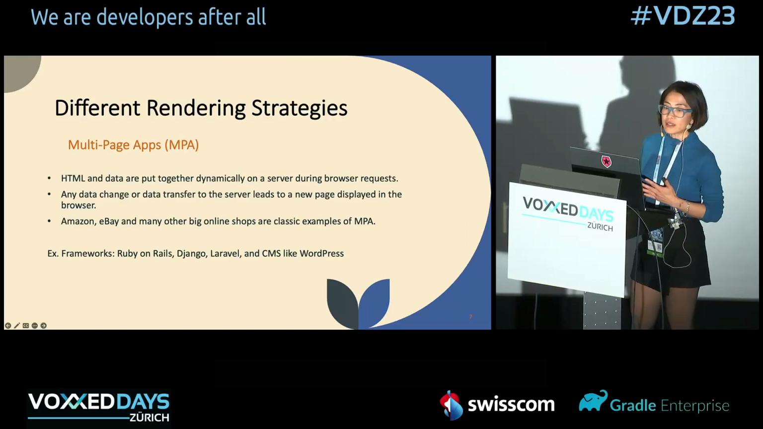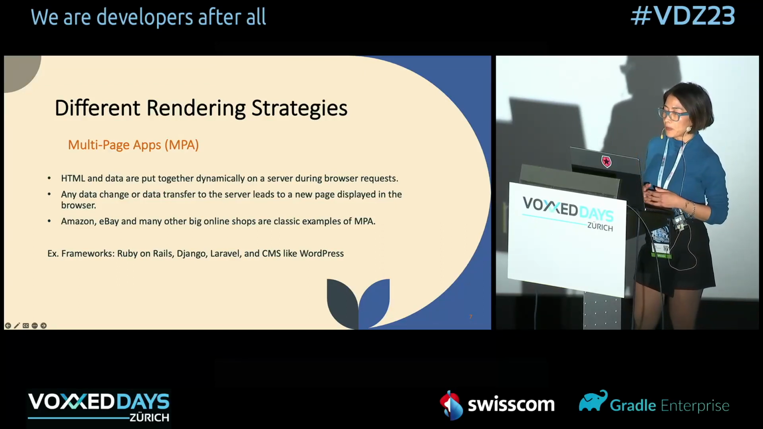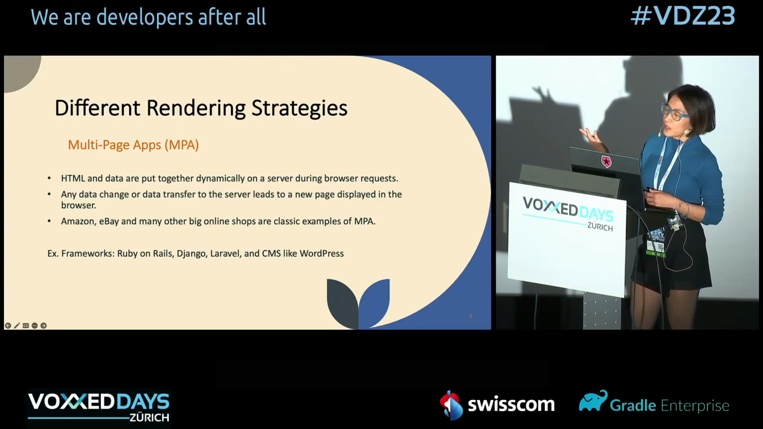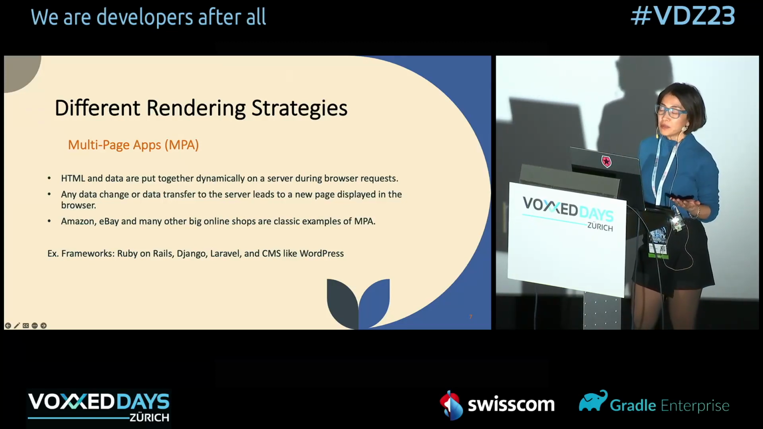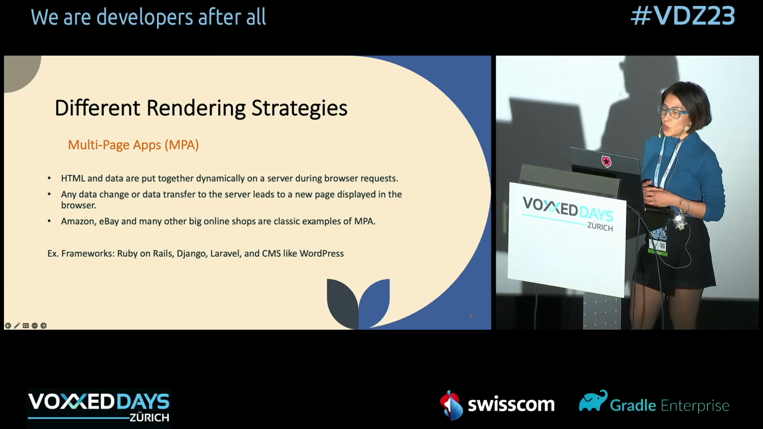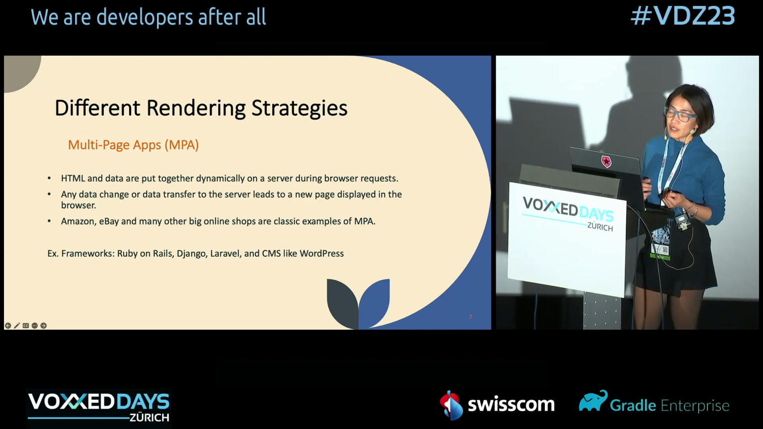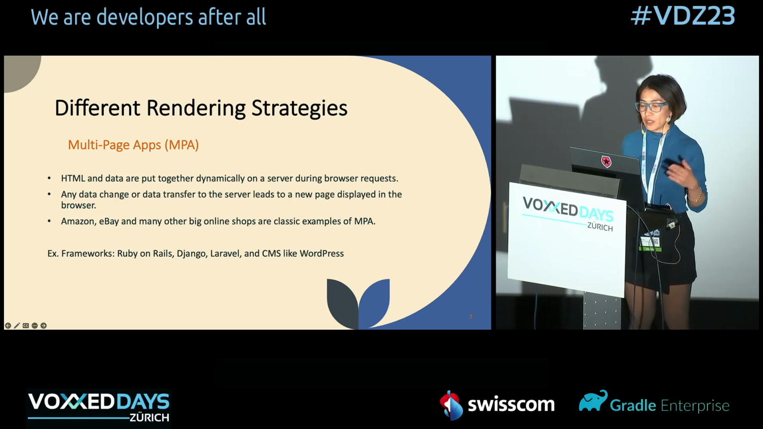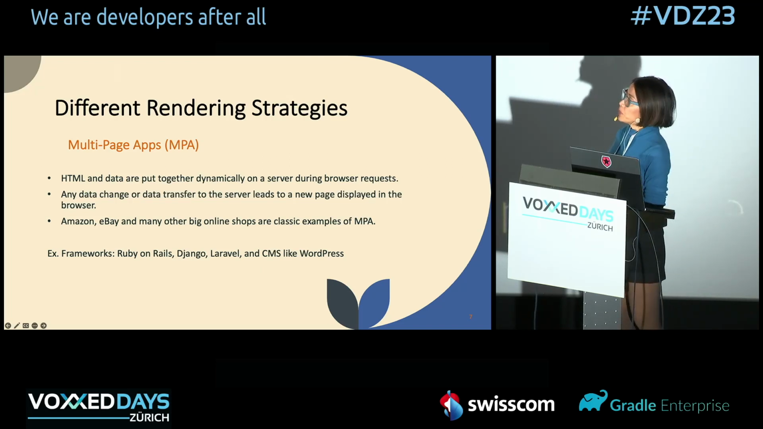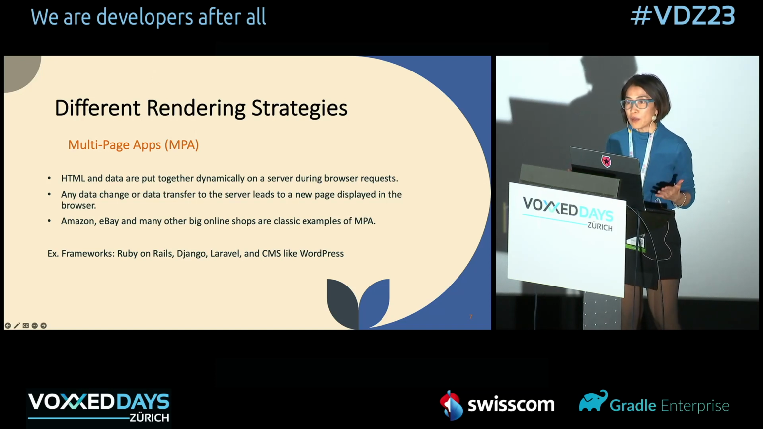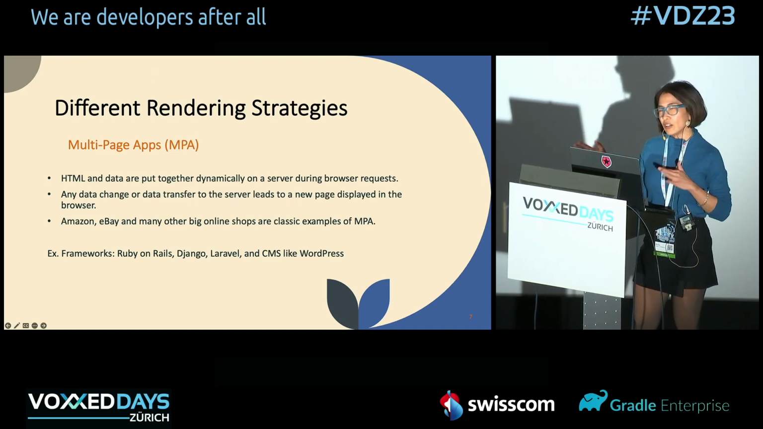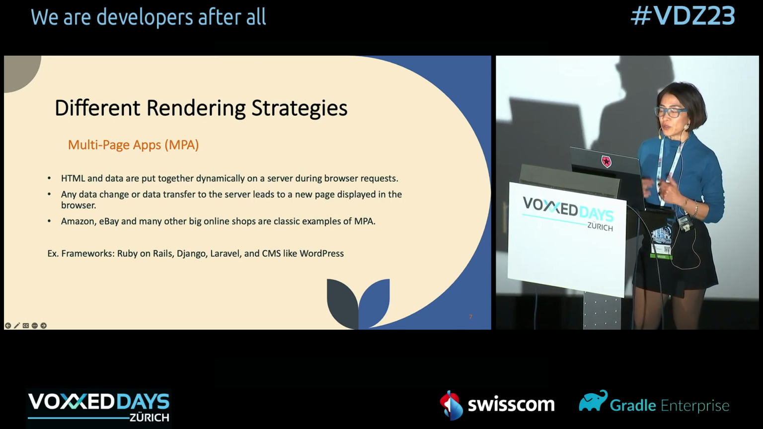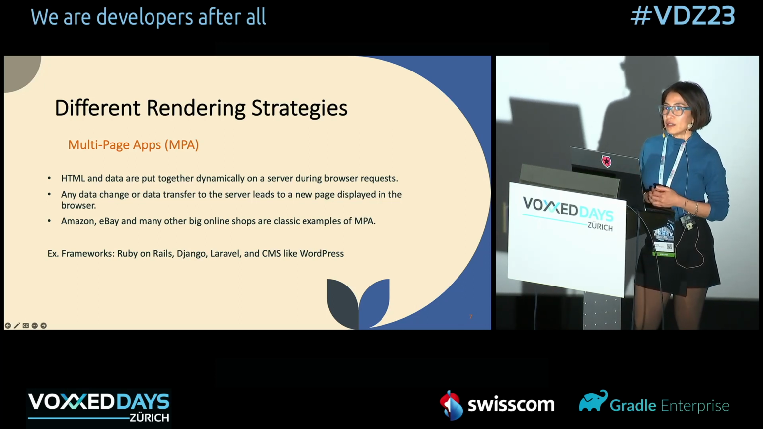And then we have the MPAs, or multi-page apps. In this rendering strategy, the HTML and data are put together dynamically on a server whenever a browser requests it. Any data changes or data transfer to the server leads to a new page being displayed in the browser. A good example, still in use today, is Amazon, eBay, and many other big online shops or stores. These are classic multi-page apps.